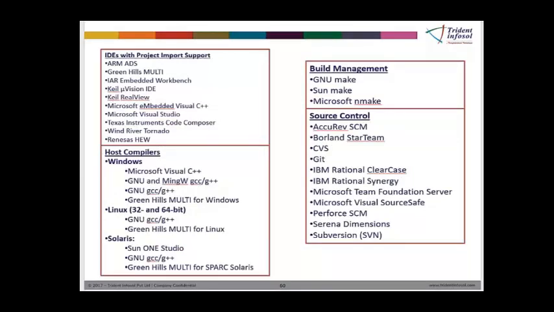We have a direct project import option for ARM DS-5, Green Hills MULTI, IAR Embedded Workbench, Keil, Microsoft Visual Studio, Texas Instruments Code Composer Studio, Wind River Tornado, and Renesas. We support different OS compilers in Windows, Linux, and Solaris, such as GNU GCC, Green Hills MULTI for Windows, and Sun One Studio on Solaris. We support different build management tools like GNU Make, Sun Make, and Microsoft NMake. We also have source code integration with the C/C++test tool, such as Git, CVS, Borland StarTeam, IBM Rational ClearCase, Serena, Subversion, and Perforce SCM.